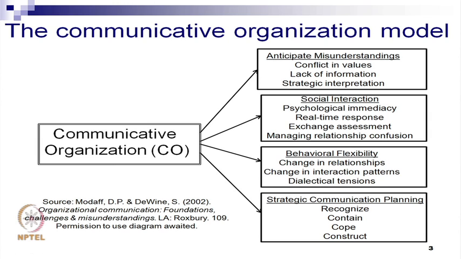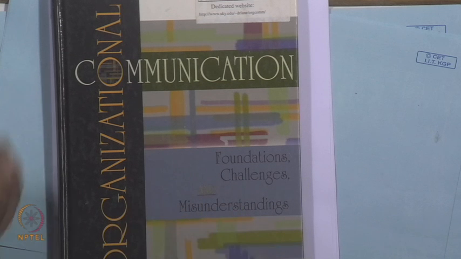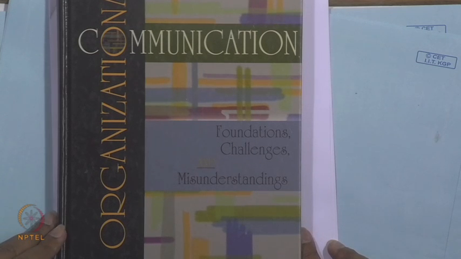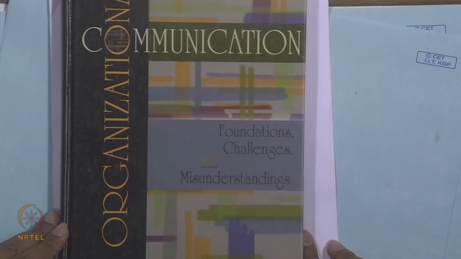Before we discuss collaboration, we must discuss the communicative organization model. What is a communicative organization? This model has been mentioned in the book by Modaff and DeWine. The book is called Organizational Communication: Foundations, Challenges and Misunderstandings. This is the book that this diagram has been taken from, and the permission to use this diagram on a public site is awaited. We've applied for permission.